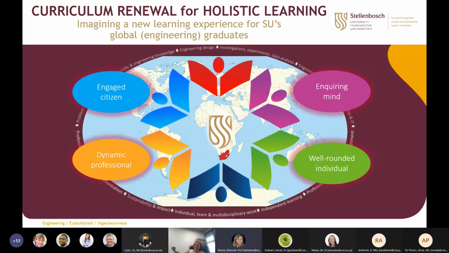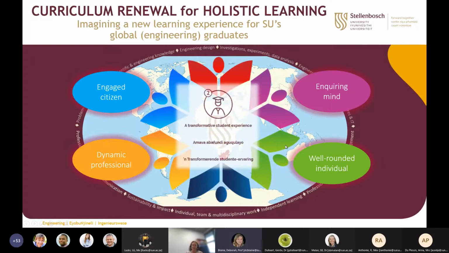So the bottom part there really speaks to that holistic graduate that we're trying to get out into the world, so that they are globally ready for the workplace. And all of this is embedded in Stellenbosch University's second strategic vision, and that is of providing a transformative student experience.